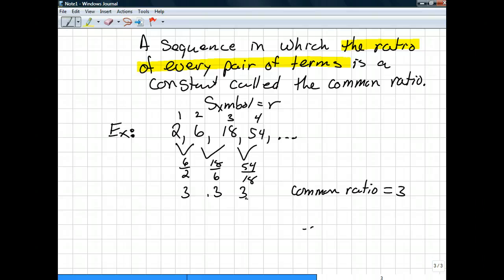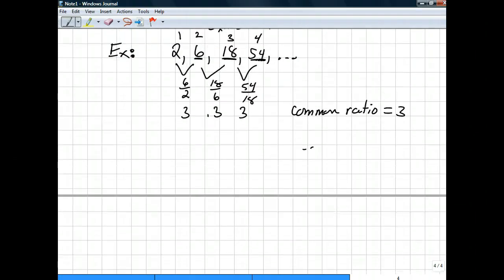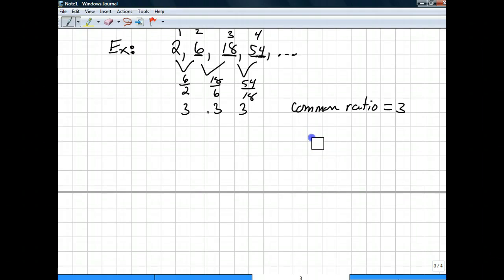And so I can build the sequence because I know the common ratio. I just take the previous number and multiply it times 3. So 2 times 3 gives me 6, 6 times 3 gives me 18, 18 times 3 gives me 54, and if I wanted the next term, I would just multiply by 3. So we use the common difference and the common ratio to determine what kind of sequence we're dealing with, and also to find additional terms in the sequence.